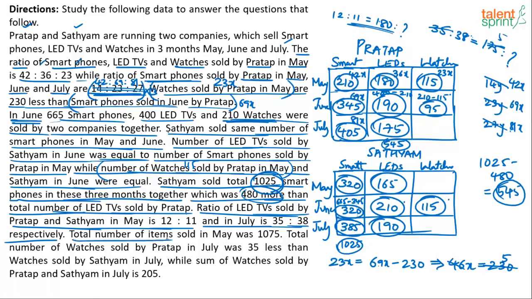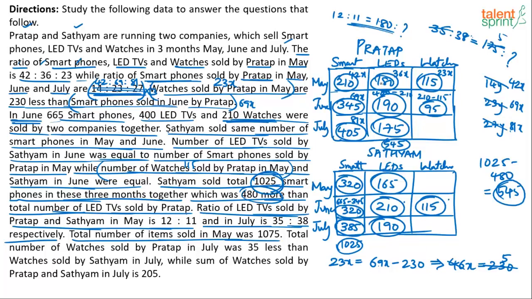Total number of items sold in May was 1075. See, total of May was 1075. I already know 5 items in May. The 6th item in May is 1075 minus the remaining 5 items. Yes or no? He's given the total number of items sold in May. Find out the total in May.